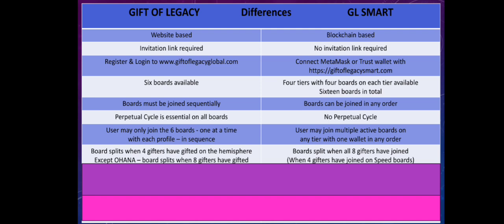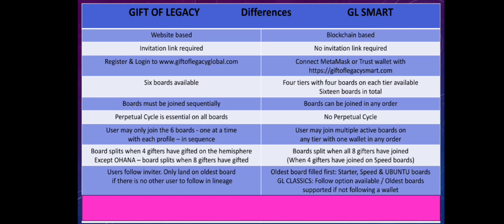In Gift of Legacy, the board will split when 4 gifters have gifted on one hemisphere, except for Ohana, where the board splits when 8 gifters have gifted. In GL Smart, the board splits when all of the gifters on the board have been confirmed. So that is 8 gifters on the starter boards, on the GL Classics and on the Ubuntu boards, and 4 gifters on the speed boards.